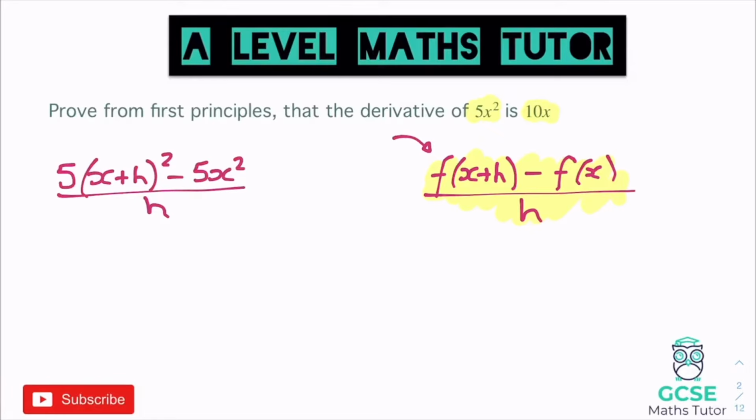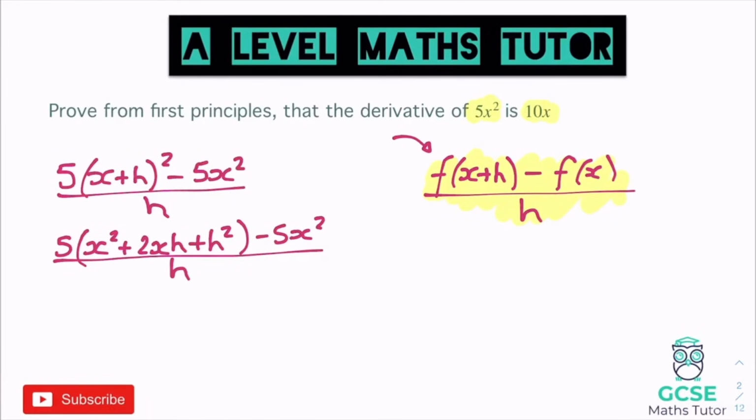So if we expand that double bracket x plus h squared, we've got 5 lots of that, so we'll sort that out in a sec. But if we expand that out, we get the same as before. We get x squared plus 2xh plus h squared. And then we're going to take away 5x squared and again divide it all by h. Now we can go about multiplying everything in this bracket here by 5. So we end up with 5x squared plus 5 lots of 2xh is 10xh. And then 5 lots of h squared will give us 5h squared. And then again we've got minus 5x squared at the end. And again all over h.